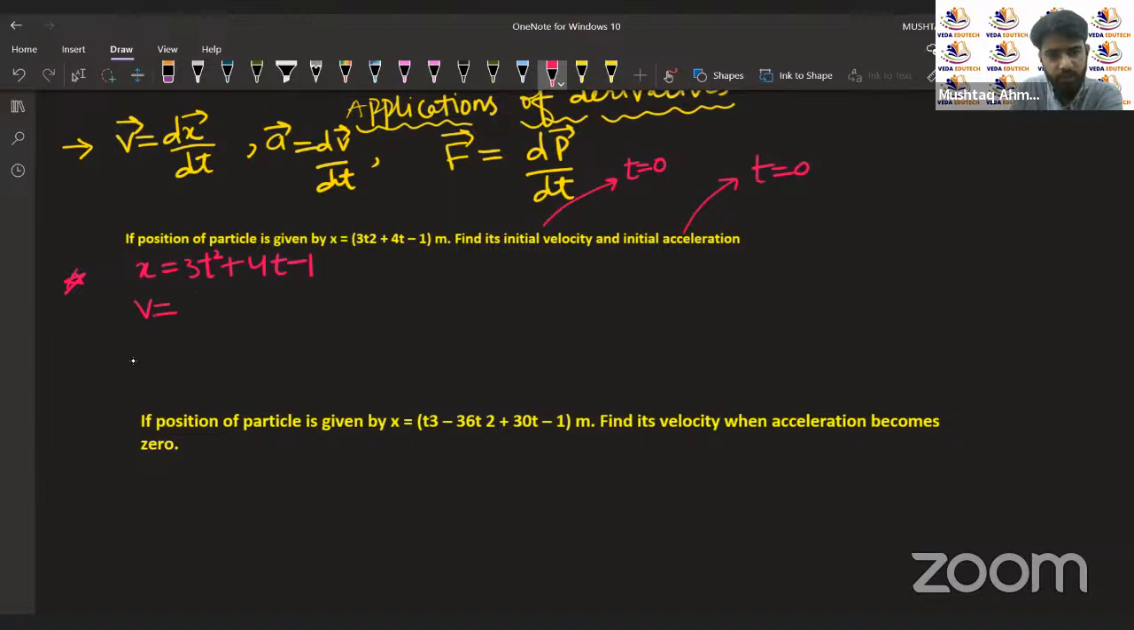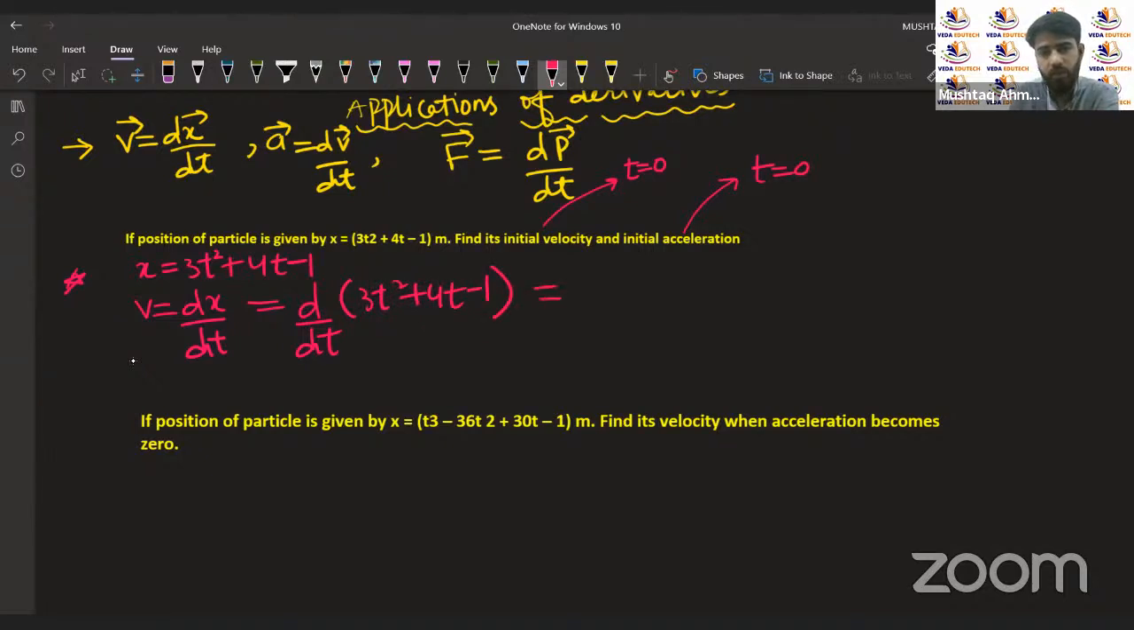So we know that velocity is nothing, it is if we take the first derivative of this function, position as a function of time. If we take the first derivative of this, we'll get to know about the velocity of the particle at different times. So we'll be taking the first derivative, that's d by dt of 3t square plus 4t minus 1.